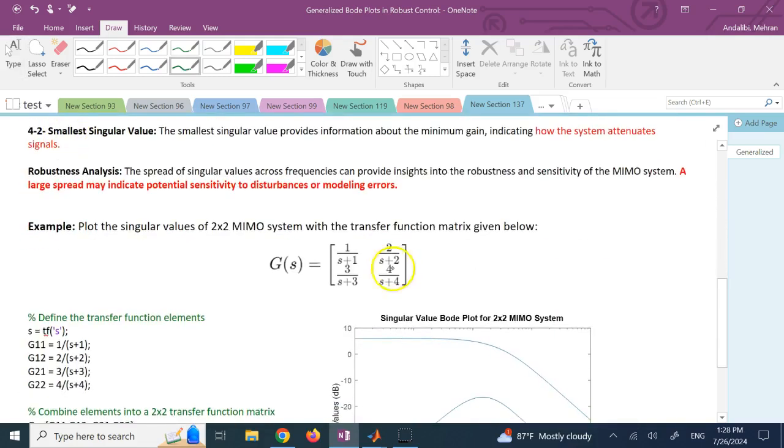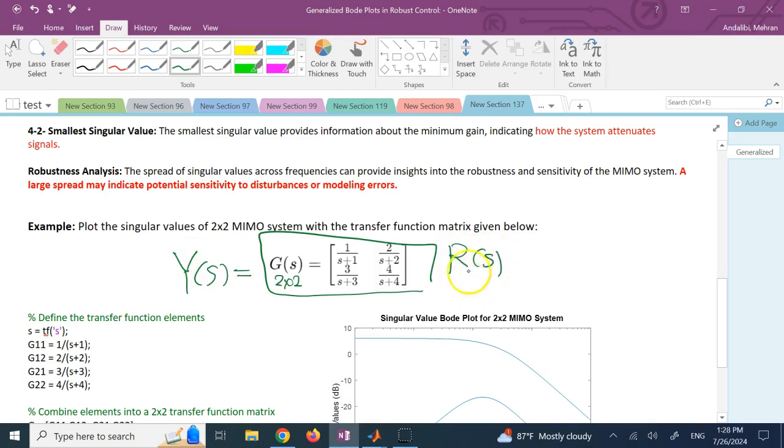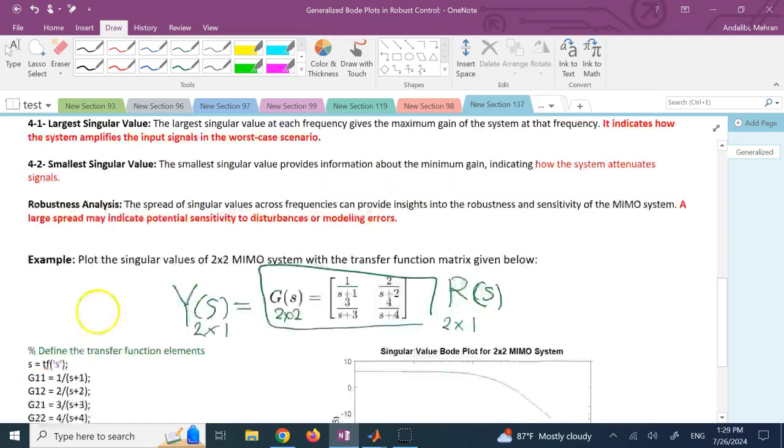Let's say you have a matrix of transfer functions like this. Here your G is 2 by 2, which means your system is Y(s) = G(s) times R(s). Since G is 2 by 2, R has to be 2 by something. Let's say here you only have 2 by 1, and so your Y is also 2 by 1, right? So 2 inputs and 2 outputs, okay?